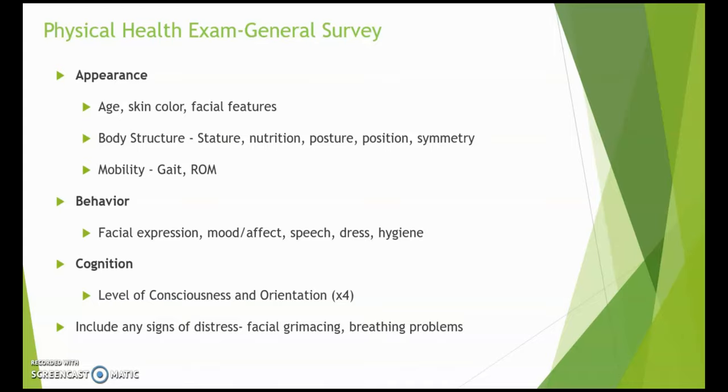All right, general survey, okay, within the physical health exam: appearance, behavior, and cognition. Some of these elements we already mentioned. Appearance: patient's age, skin color, facial features, body structure, stature, nutrition, posture, position, and symmetry. And of course, especially within stature and posture, you have to think about baseline elements as well.